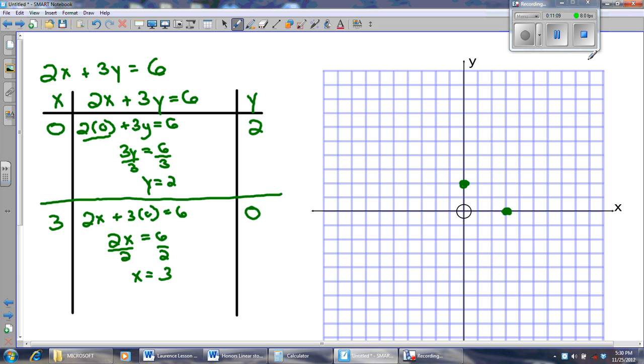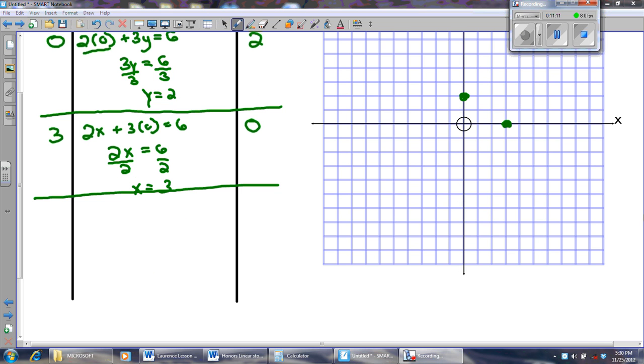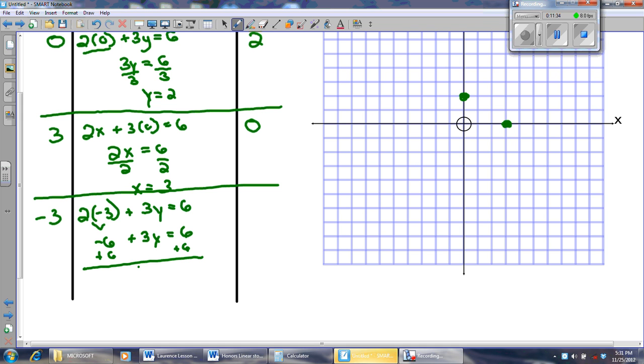All right. Now for this last one, I'm going to take the negative of the x coordinate of the previous one. X was 3, I'm going to take negative 3. So I'm going to put 2 times negative 3 plus 3y equals 6. This will turn into negative 6 plus 3y equals 6. I'll add 6 to both sides. I'll get 3y equals 12. I'll divide both sides by 3. So y is going to equal 4.